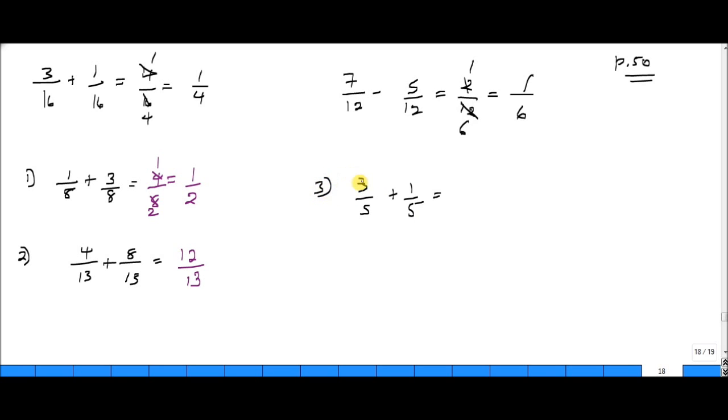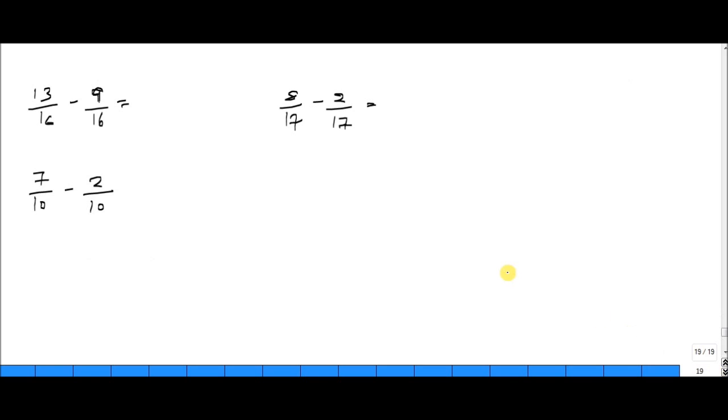Last one here is number 3, 3/5 plus 1/5. 3 and 1 would give us 4/5, our answer being 4/5. Okay, let's quickly move now to some items for subtraction. So we have 9 from 13 would leave us with 4/16. 4/16 would leave us with a quarter, because 4 into 4 one time, and 4 into 16 4 times.